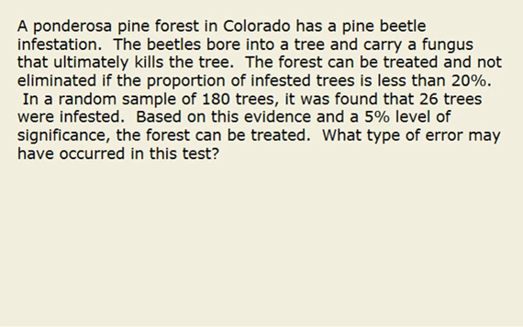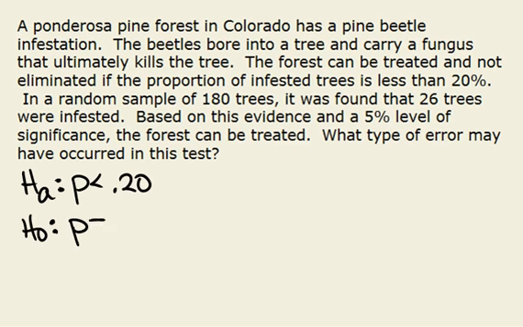If you go through the hypothesis test here with 26 out of 180 and test an alternative that the proportion is less than 0.2, where we're using a null of equal to 0.2, what you'll end up finding is that you will reject the null. So we're asked then, based on this, that the forest could be treated because we reject the null and say that the proportion is less than 0.2, what type of error might we have made?